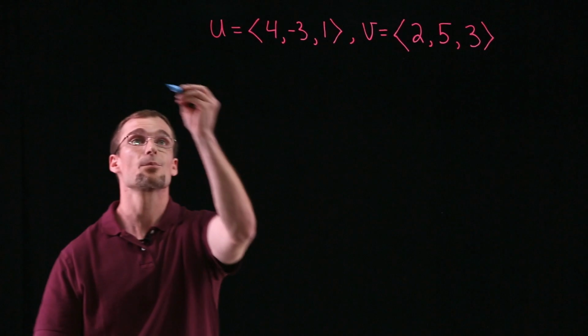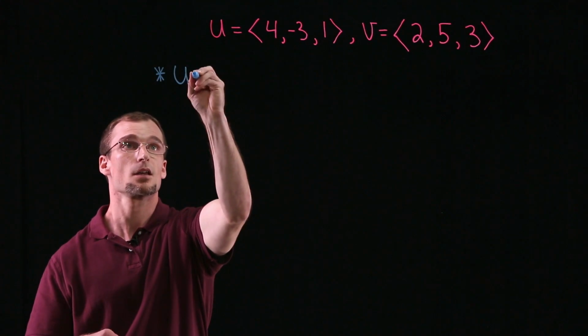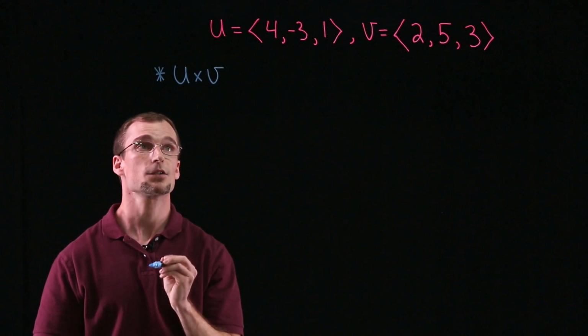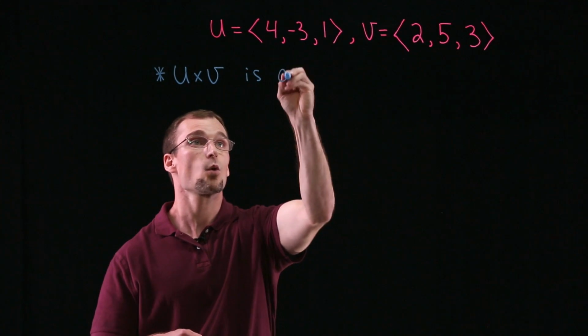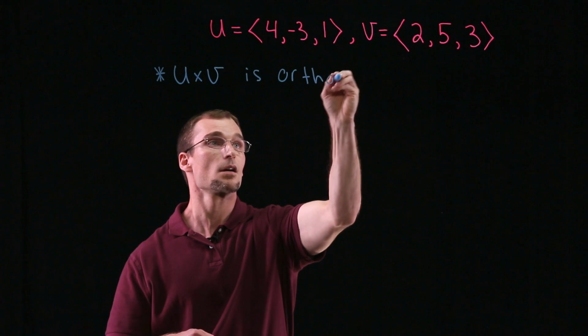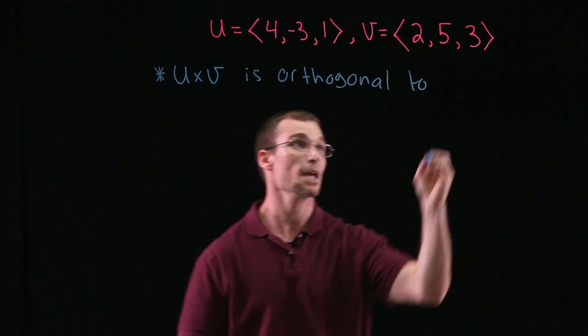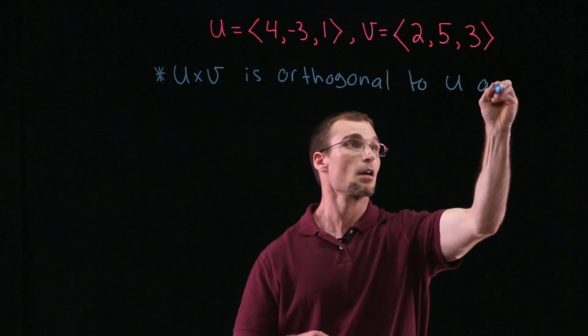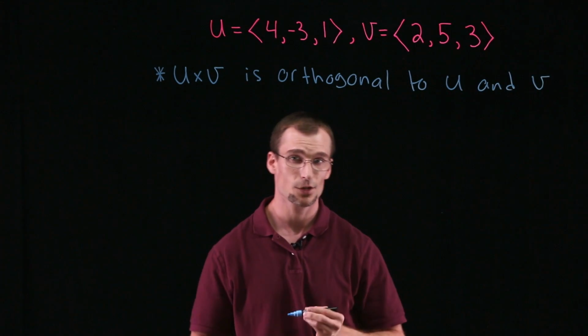starting with what we know, that if we look at a cross product, say u cross v, that gives us a vector that's orthogonal to both u and v. Okay? So we can at least find a vector that's orthogonal to u and v.